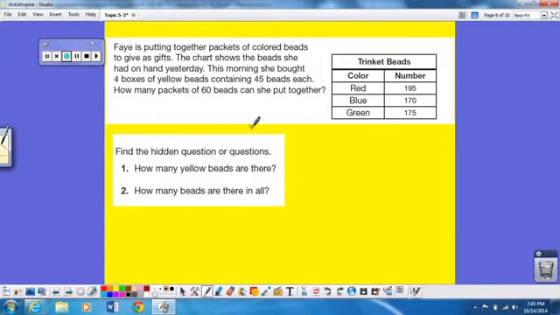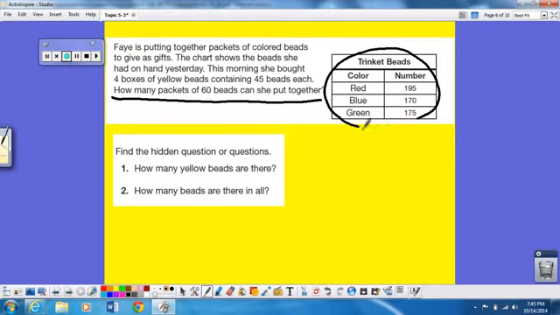Okay, so it's a kind of complicated one again. Let's look at the question it's asking. When we're finished, we should have an answer to this question. How many packets of 60 beads can she put together? We're using these beads in our packets, but what did it tell us she did this morning? She bought more beads. We don't have a place in our chart that says yellow, so we're going to have to add to our chart the yellow beads. And it told us she bought 4 boxes of yellow beads containing 45 beads each. So in order to know how many yellow beads there are, we have to multiply that out.